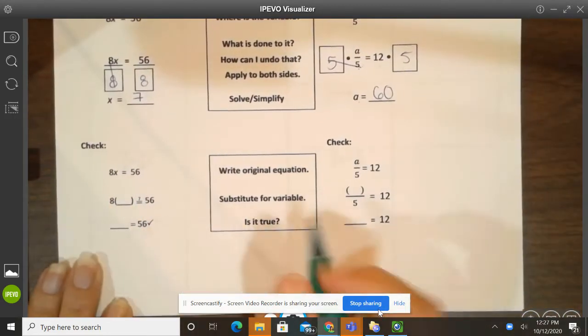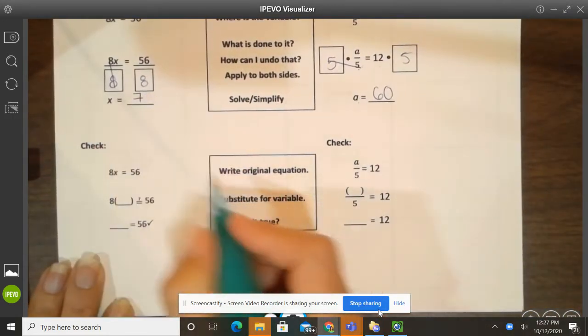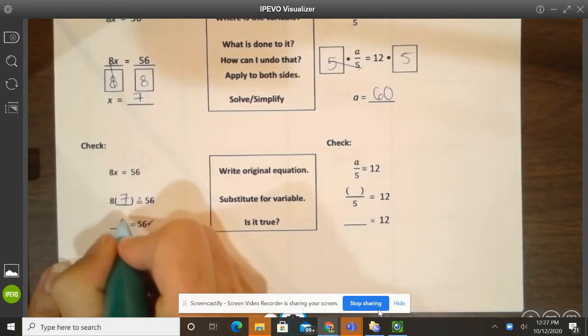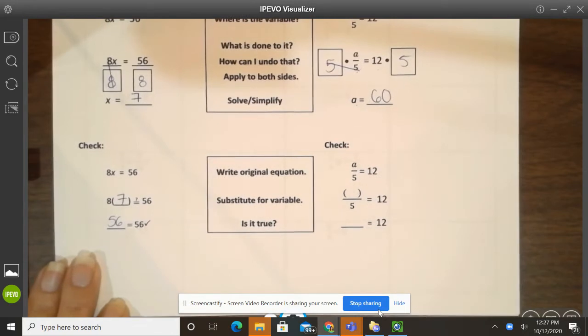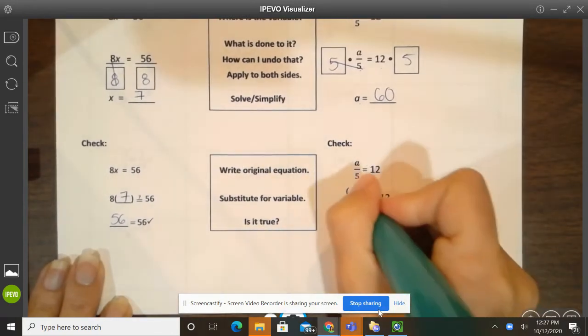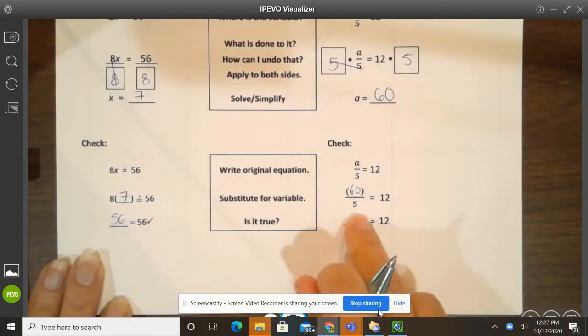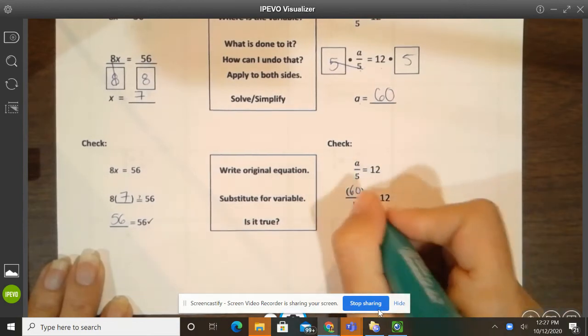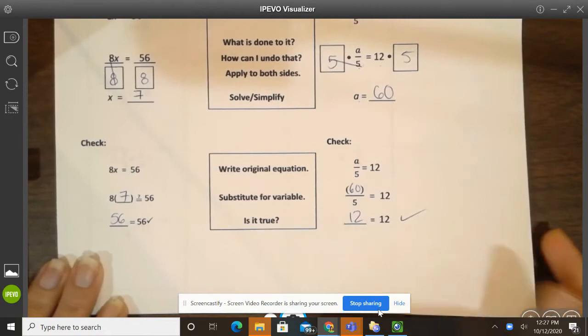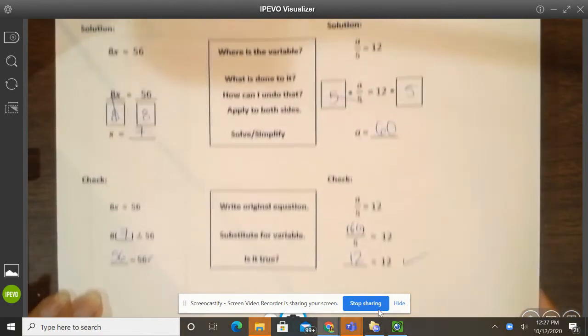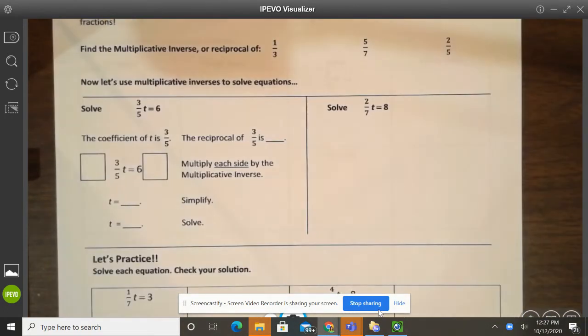All right, now it says check. Okay, let's check. What does that mean? So we found that 7 times 8 is 56. And then is that right? Yes, it is right. And then we found out that 60 divided by 5 is 12. Is that true? Well, yeah, it is true. And that's how you check. You just plug back in the number that you find. All right, let's keep going.